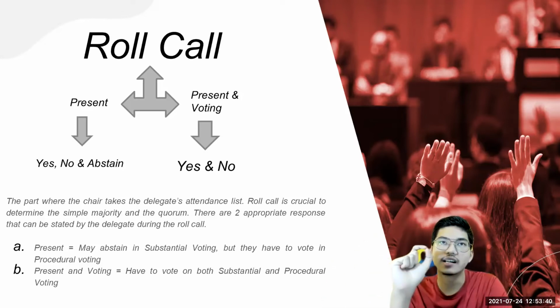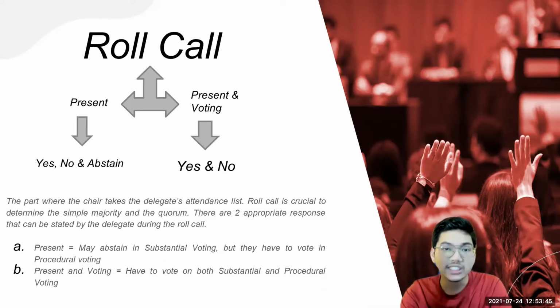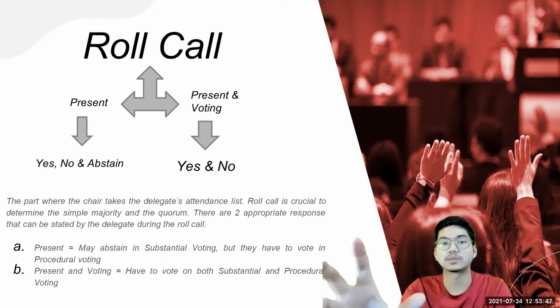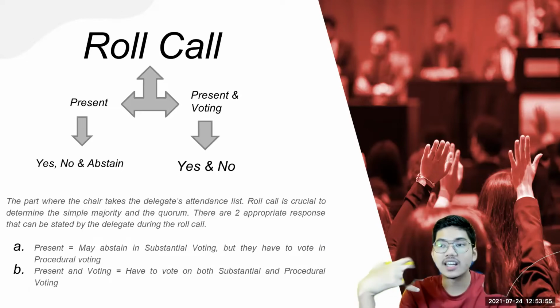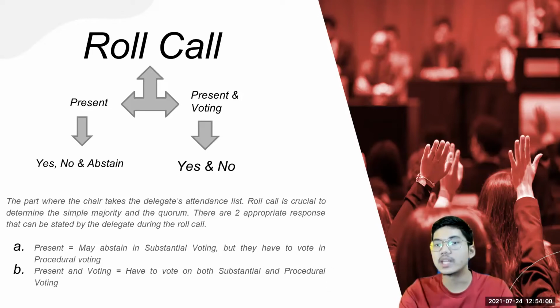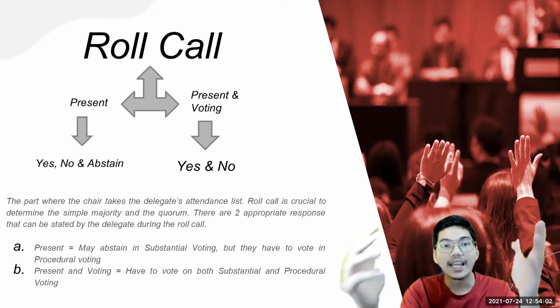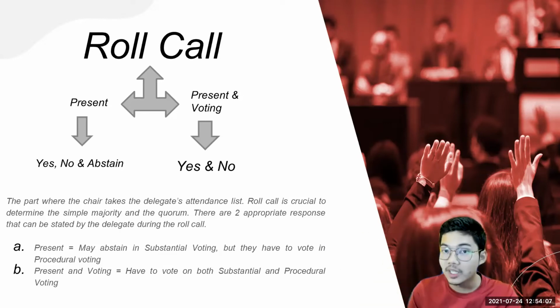Procedural voting is there. You cannot abstain. You're going to have to state whether you agree or disagree to a topic. But when you are in substantive voting, you have the option to not say yes or to not say no. You can say abstain, right? You can state that, okay, I'm not agreeing to this, but also I'm not disagreeing to this. I'm taking a gray area. I'm abstaining. It's possible only in substantive voting and only if you state that you are present and not present and voting. That's the key difference, right? In a roll call. Okay, so that will be roll call.